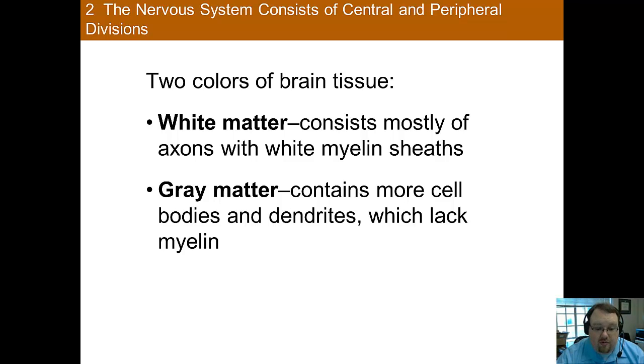Brain tissue. There are two colors of brain tissue that you need to know: white matter and gray matter. Really pretty easy differentiation. White matter consists mostly of axons with white myelin sheaths, whereas gray matter contains more cell bodies and dendrites that lack myelin. So the main difference is whether or not they're myelinated. White matter, mostly myelinated. Gray matter, mostly not myelinated.